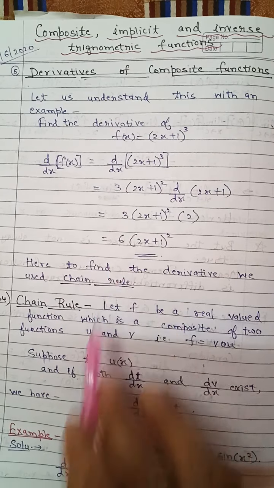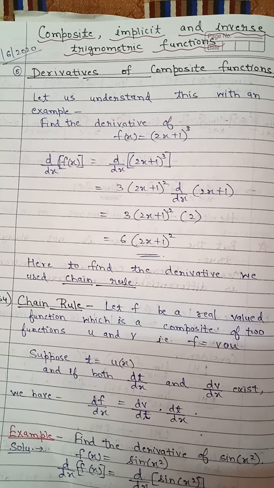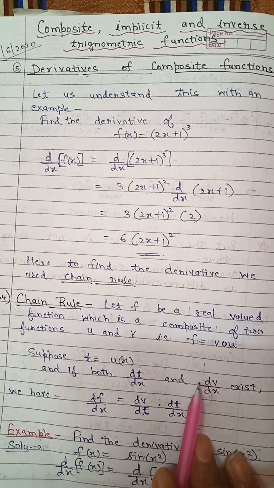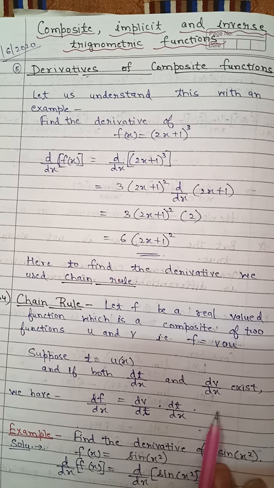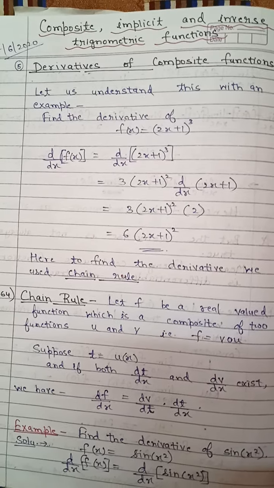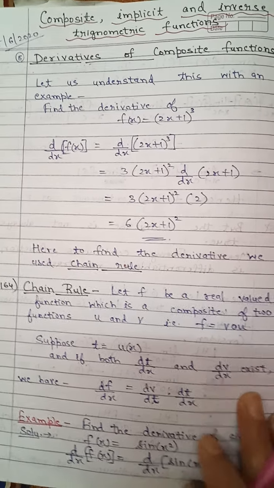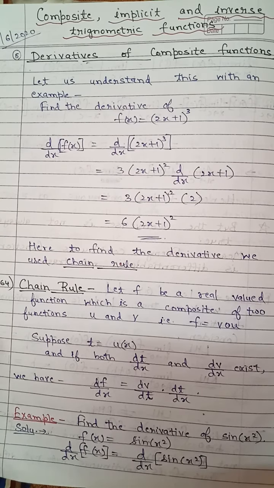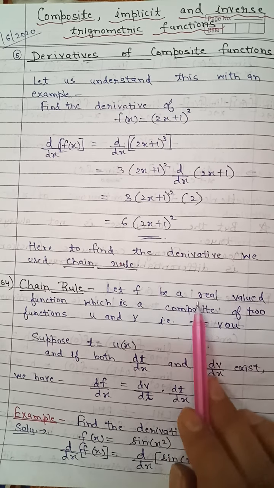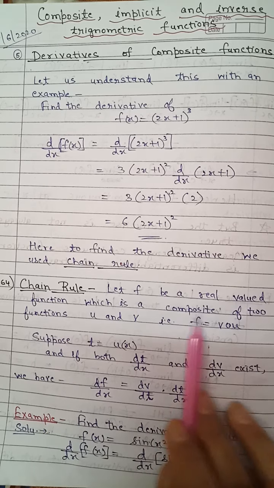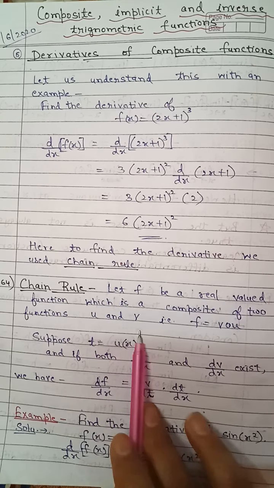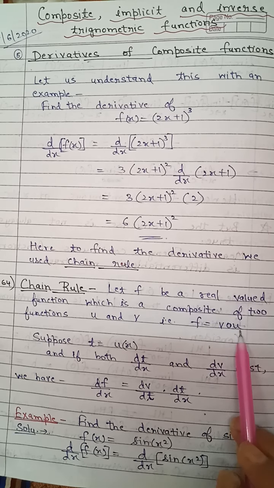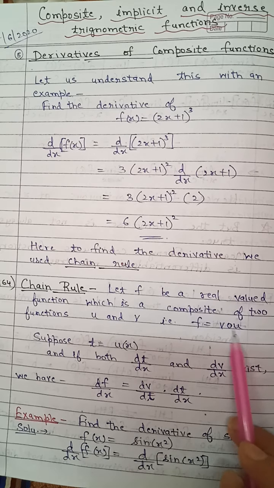And this is the way to find the derivative of a composite function, where most of the time we are going to use the chain rule. And what is this chain rule? Let us see this chain rule, and we'll do one more example also. Here also only the chain rule is applied. Chain rule: if a function f is a real valued function which is a composite of two functions u and v, suppose I am writing the function as f = v o u, means two functions are there, v and u.